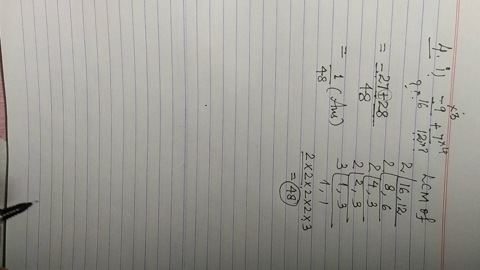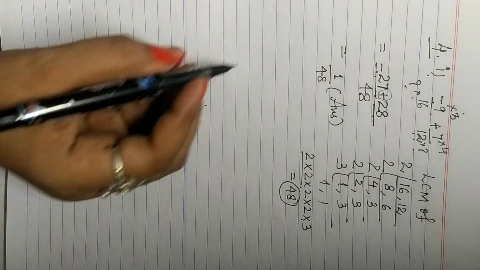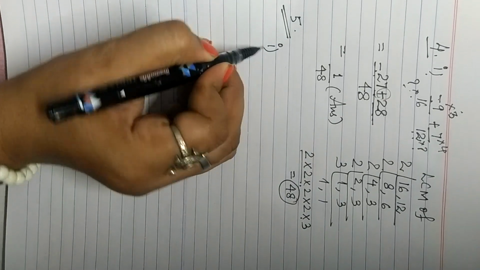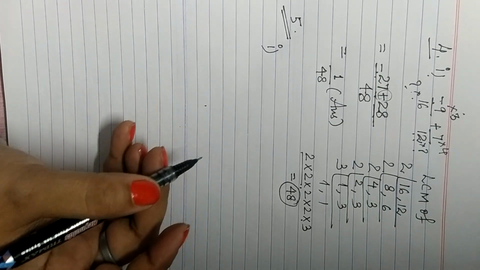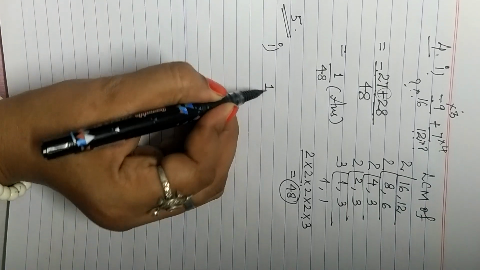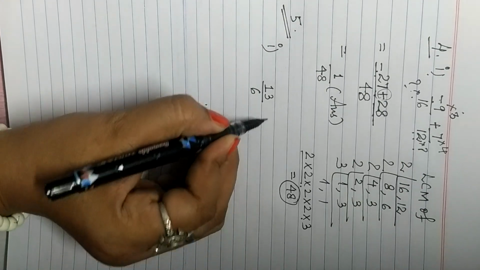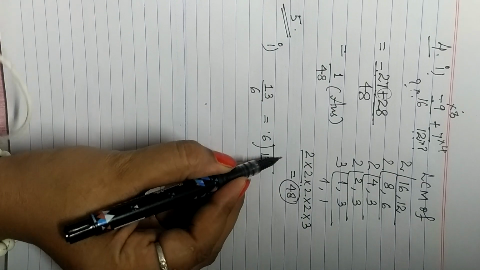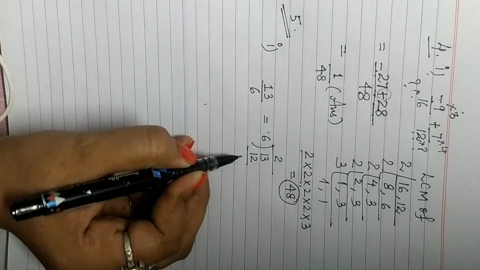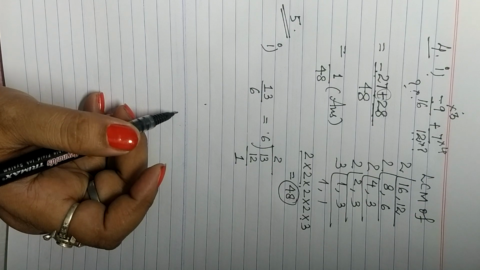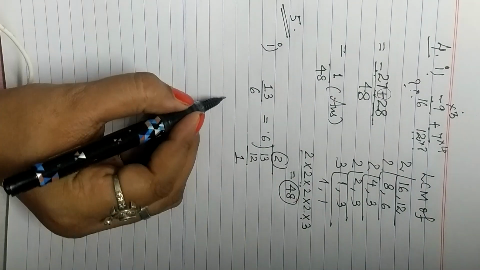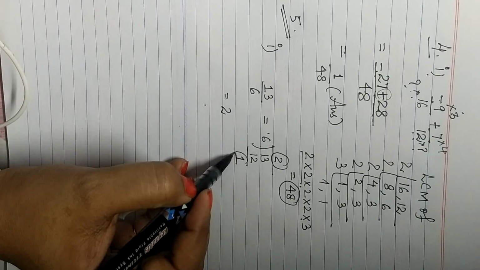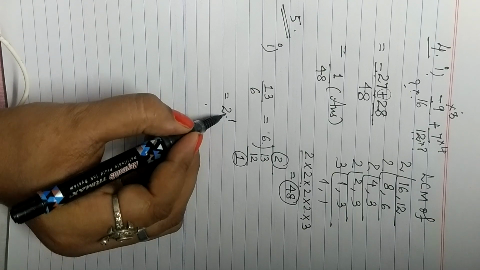Question number 5 says to express the rational numbers as a sum of integer and rational number. Let us see what we have to do in this question. We have to simply divide and write it in that form. 13 divided by 6. If we divide it, you can see 6 twos are 12. We got a remainder of 1. When we are writing it, we will write it in the form 2 as a whole number or an integer, 1 upon 6.